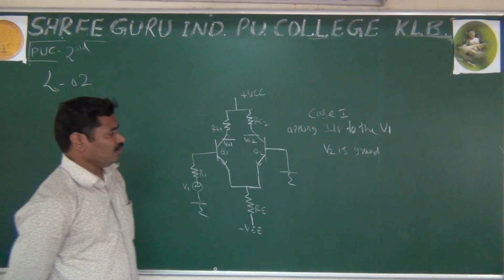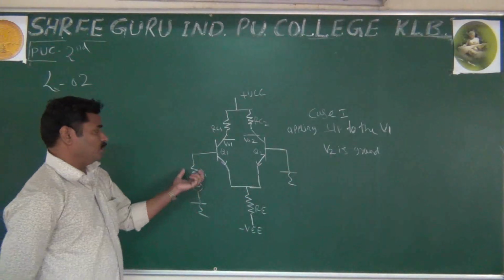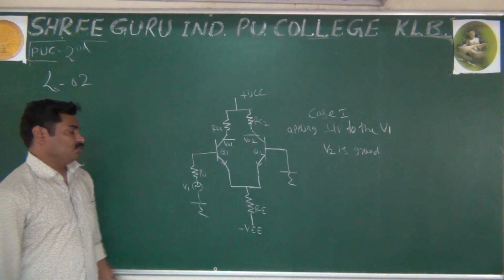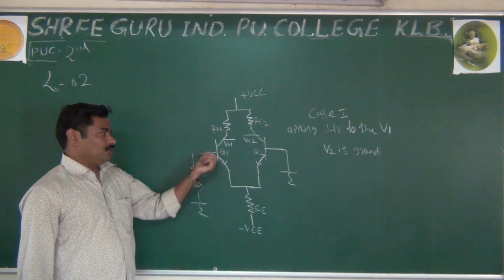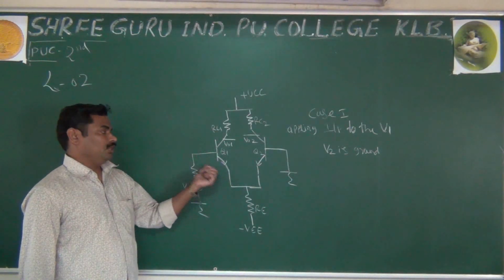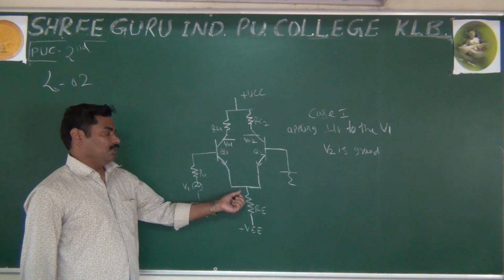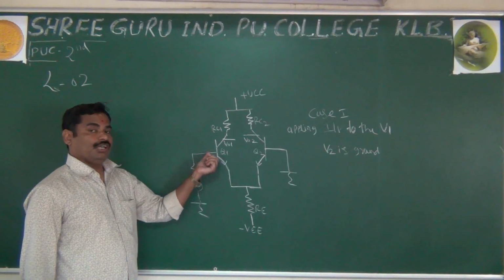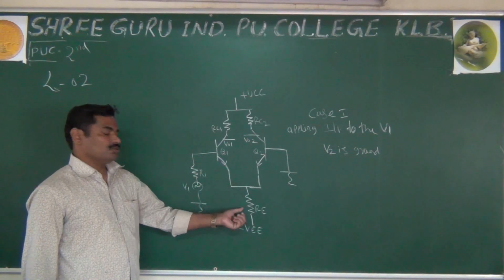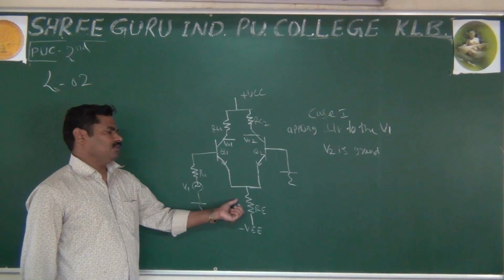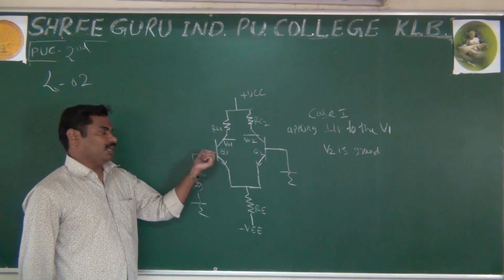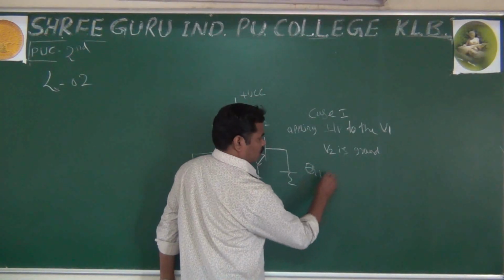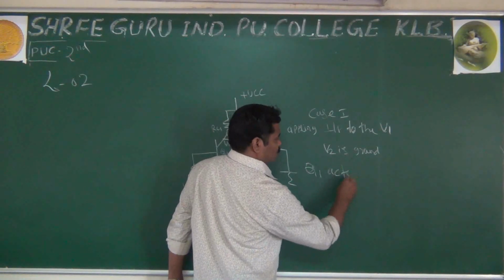As I said, you are applying input only to Q1 and not to Q2. Then what happens? You are applying the input to the emitter-base section, the input to the base, and the emitter is grounded. It means Q1 acts as a CE amplifier. Why does it act as a CE amplifier? Because the emitter is common or grounded, and you are applying input to the base.